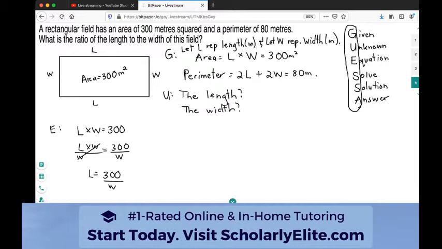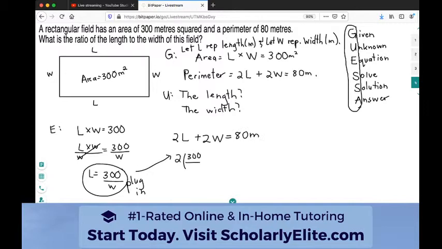And I can plug that into my other equation. Because length and width would be the same in either equation, because we're talking about the same rectangle, my other equation is 2L plus 2W equals 80 meters. Instead of saying L, I'm going to say 2 times 300 over W plus 2 times W equals 80 meters. We're just going to say 80 so that no one gets confused. Okay, so let's keep on trucking.